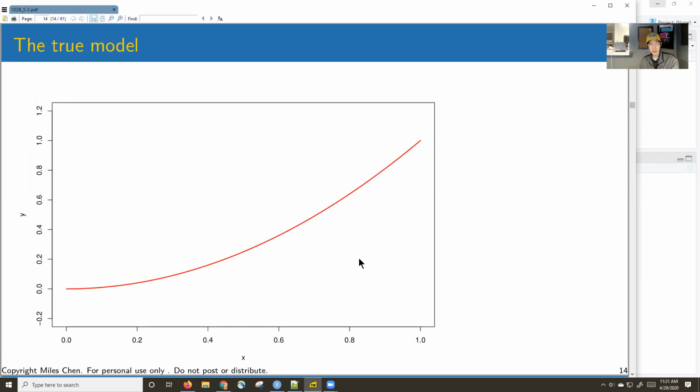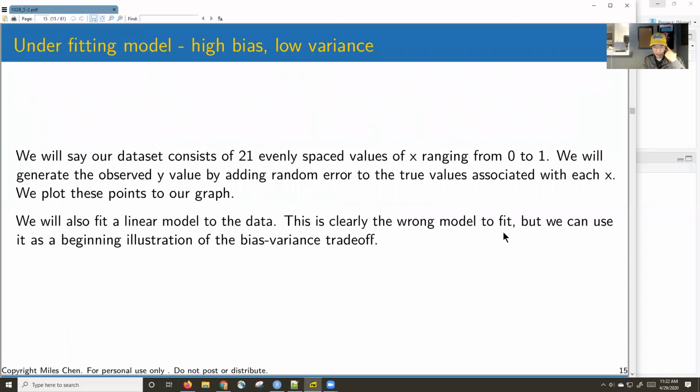So there is a relationship between x and y, and it's dictated by this quadratic line. Okay, and to simulate our situation, I'm going to take values along this true line and add some random noise. I'm going to take 21 evenly spaced values, so basically 0, 0.05, 0.1, 0.15, and so forth, up to 0.95 and 1.0, and add some random noise to it.